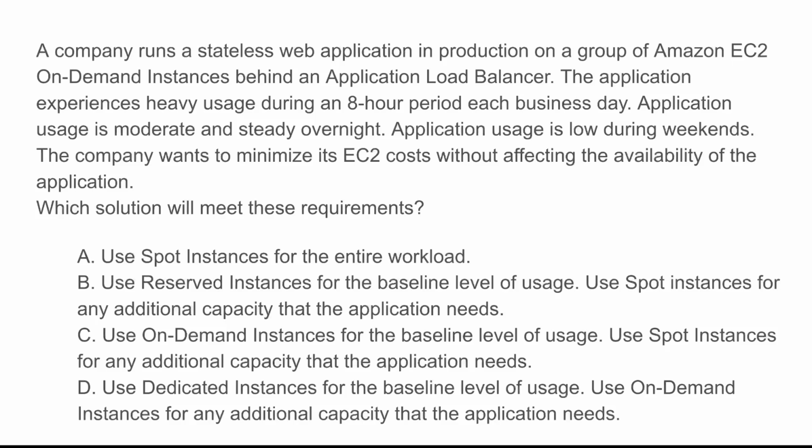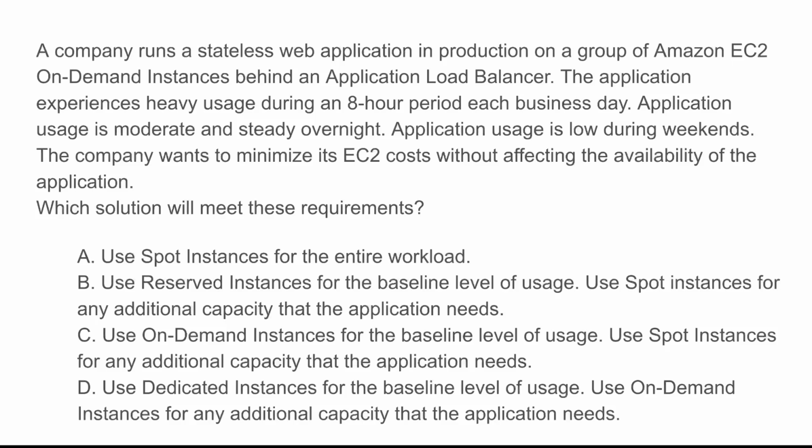Okay, so the question describes a stateless web application running on EC2 on-demand instances behind an application load balancer. The problem is heavy usage during an 8-hour workday, moderate usage overnight, and low usage on weekends, and the goal is to reduce EC2 costs without affecting availability. So let's analyze our options.